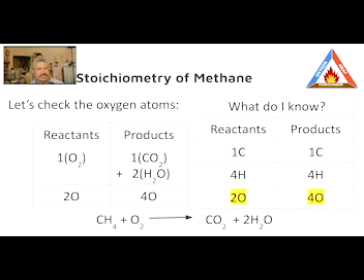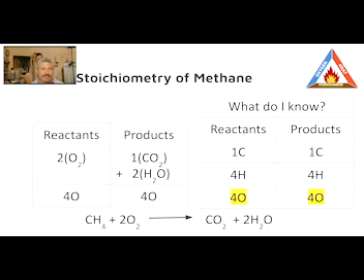Now, how do I balance oxygen? What do I do with the oxygen molecule? Take a moment and see what you will come up with. Now, as you notice, the oxygen atoms are not balanced. But if we simply double the amount of oxygen molecules, multiply it by 2, now I have 4 oxygen atoms on the reactant side, as well as 4 oxygen atoms on the product side. Now my oxygen atoms are balanced.